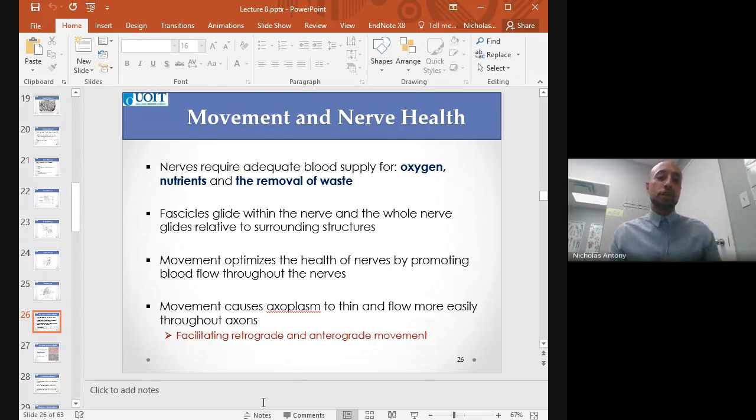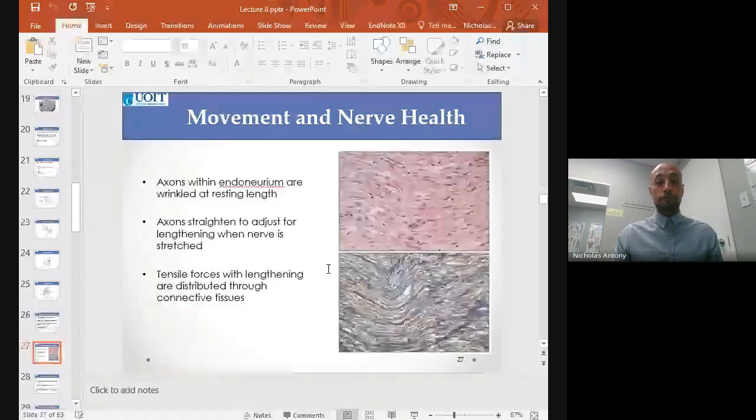So when we say stretching is important, moving the body is important, it's because you need motion to maintain homeostasis. And in terms of the nerves, you need that movement to help optimize blood flow and the movement of the axoplasm of the peripheral nerve.